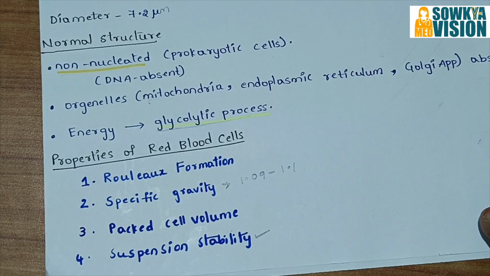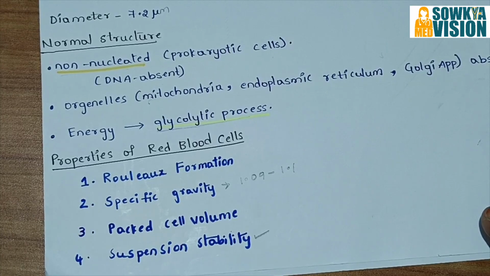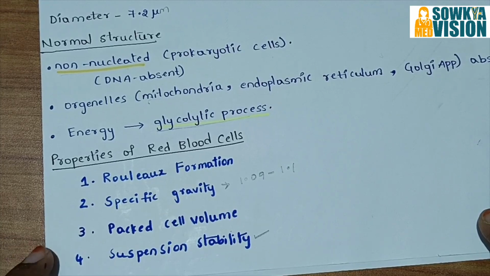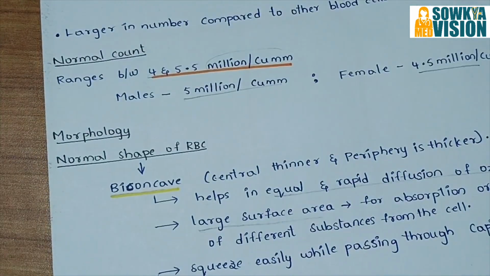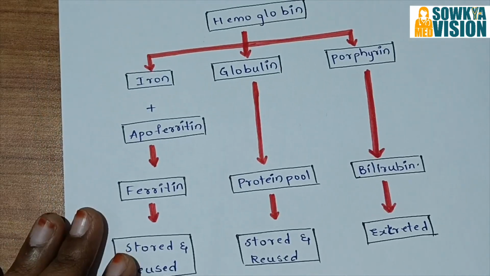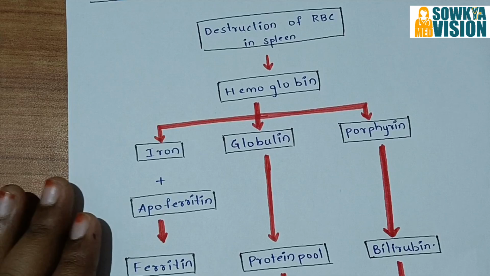What are they? Rouleaux formation, specific gravity, packed cell volume, and suspension stability. These are the four main properties of the red blood cells. Yes, let's see the fate of RBC. So, what is the fate of RBC?